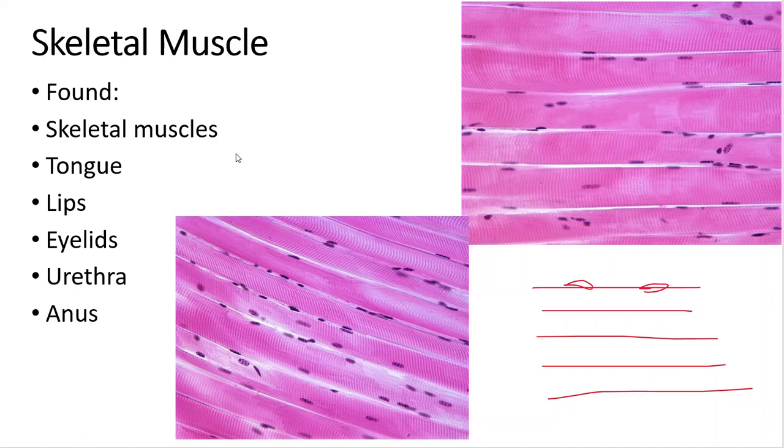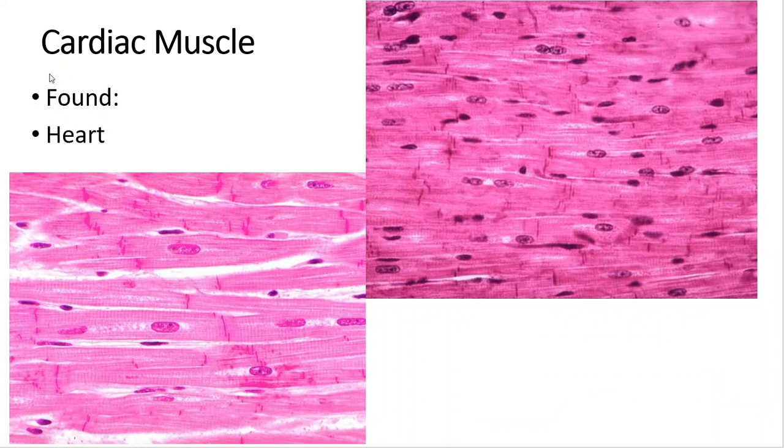Where are you going to find them in your skeletal muscles? The tongue, lips, eyelids, urethra, anus. Those are all skeletal muscles. Okay. Cardiac muscle. Only place you find that is in the heart.